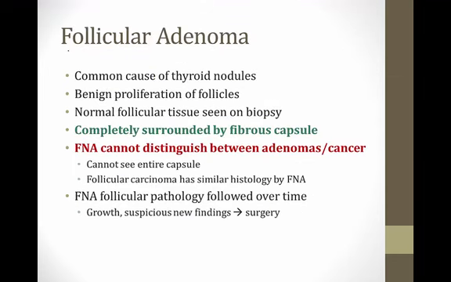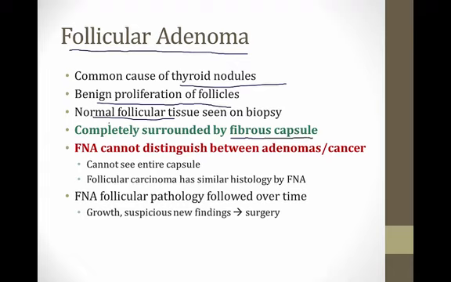Now I'm going to begin talking about specific thyroid disorders, and before I get into the malignancies, let me talk about a very common cause of a thyroid nodule that is benign, and that's called a follicular adenoma. This is a common cause of thyroid nodules. It is a benign proliferation of the normal thyroid follicles, and if you do a biopsy, you will see normal follicular tissue that is completely surrounded by a fibrous capsule, and the words completely surrounded are very important. If the follicular growth breaks through the fibrous capsule, then you have a follicular carcinoma, which we'll talk about later. But in a follicular adenoma, the growth is completely contained by the fibrous capsule.